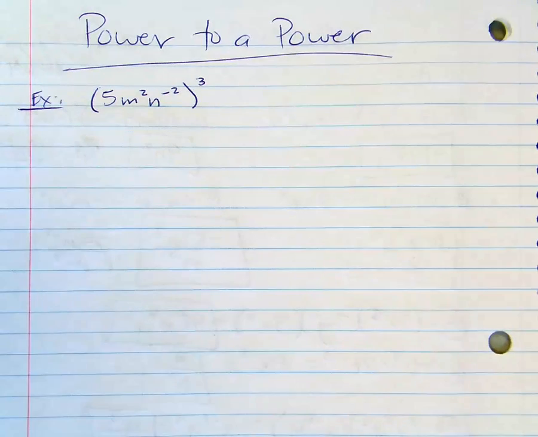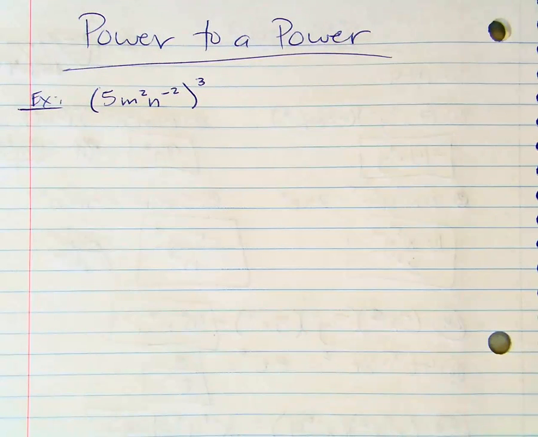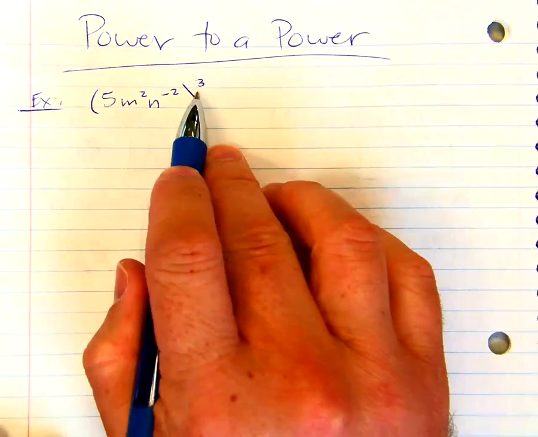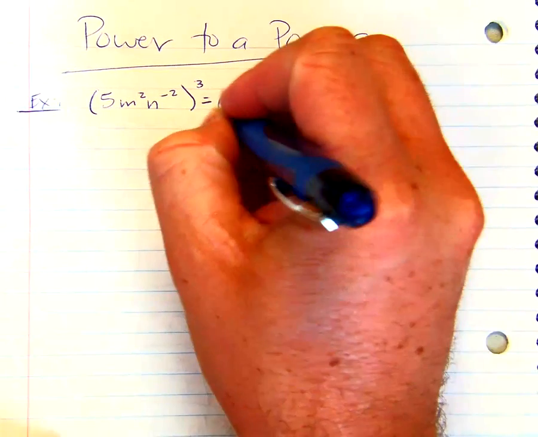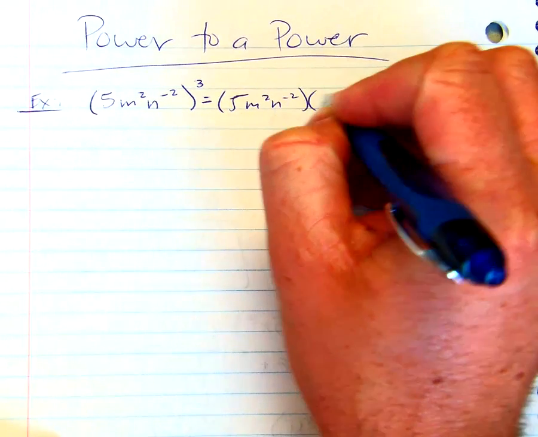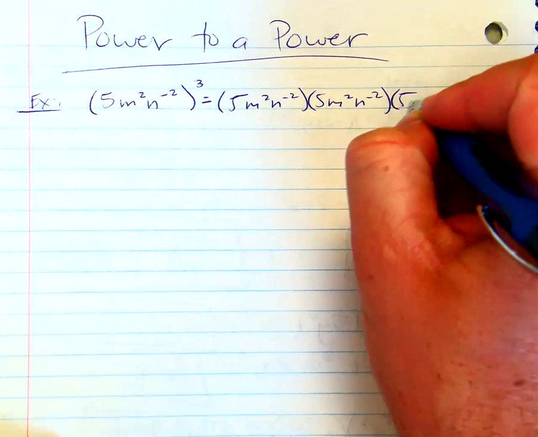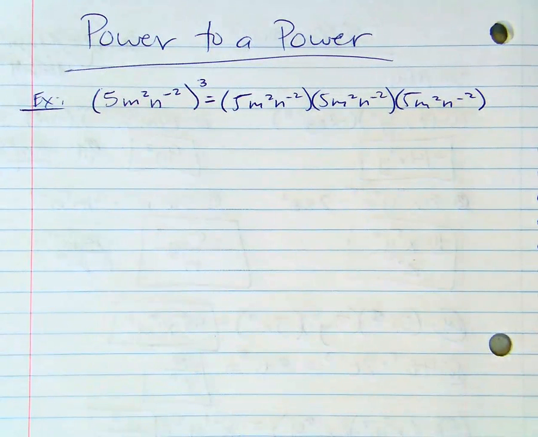We all know what an exponent means. We all know that an exponent means that you are supposed to expand this. You're supposed to multiply it times itself however many times. So in this case, if I have all of this to the third power, I would be asked to do this 3 different times. So 5m to the second, n to the negative second, multiplied by itself 3 different times. And if I wrote it out like this, it would be the exact same type of problem as what we were doing yesterday, just multiplying.